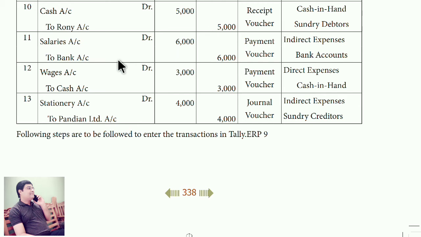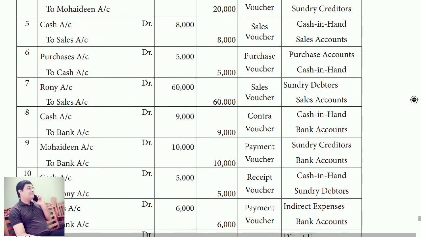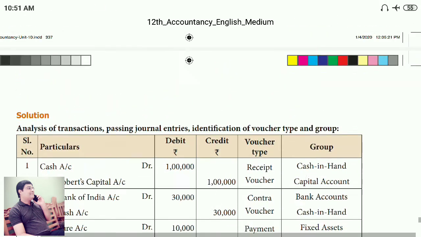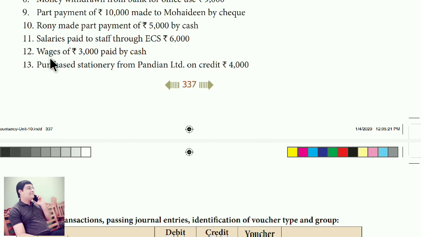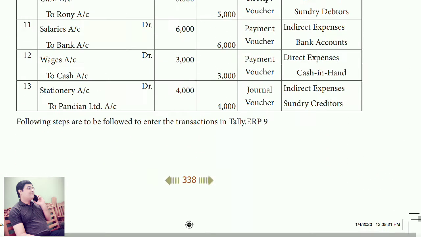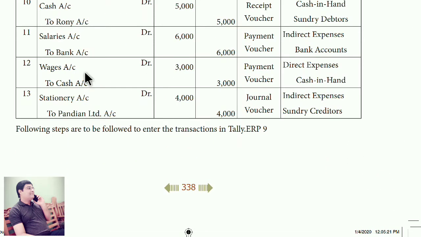Next one. The 12th entry. Wages for rupees 3000 paid by cash. So you make the payment of wages. So wages account debit to cash account. Payment voucher. Wages is a direct expense. It will come under direct expenses because it will come under trading account. Cash will come under cash in hand.